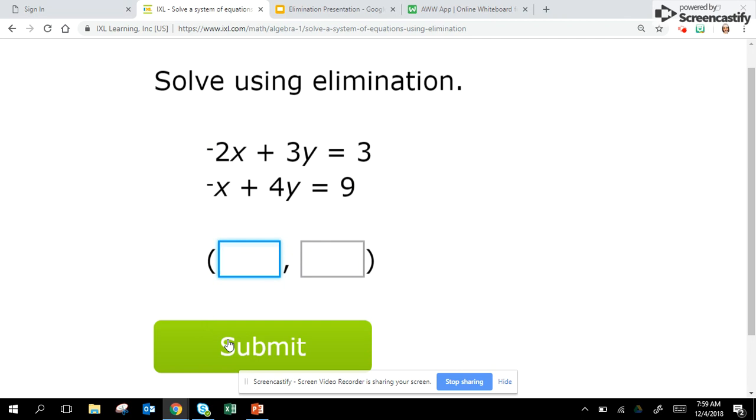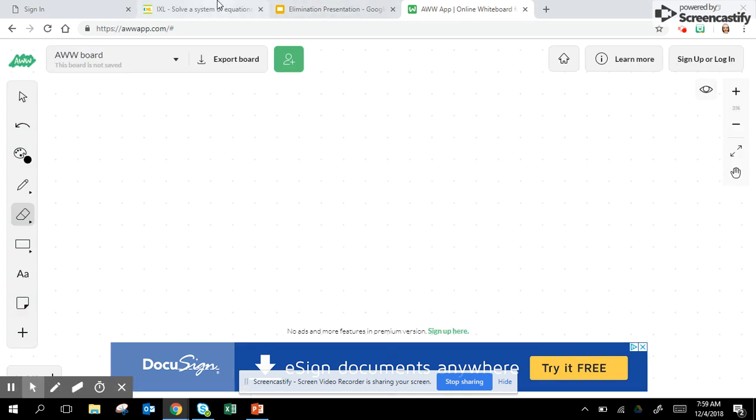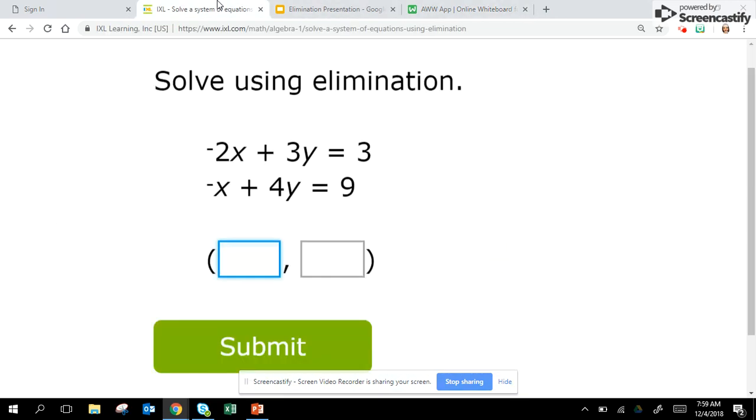All right, let's do it again. Let's talk about this one here. All right, so I need to get my x's to be the same or my y's to be the same, right? Here, this one makes it a little bit more complicated, okay? Because if I wanted to get my y's the same, I would have to change both equations, and that's kind of complicated. I don't want to do that.